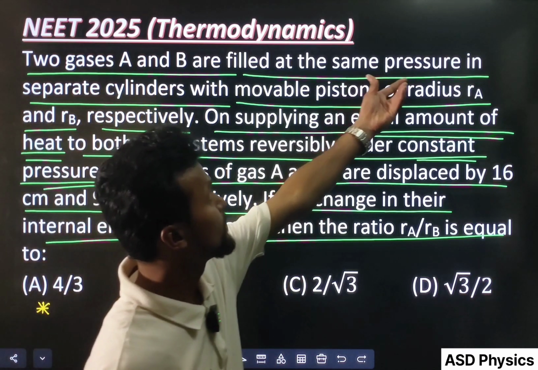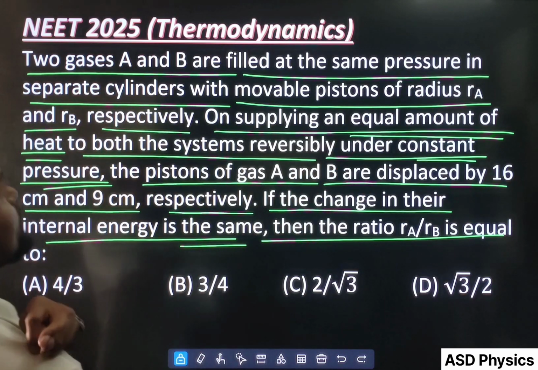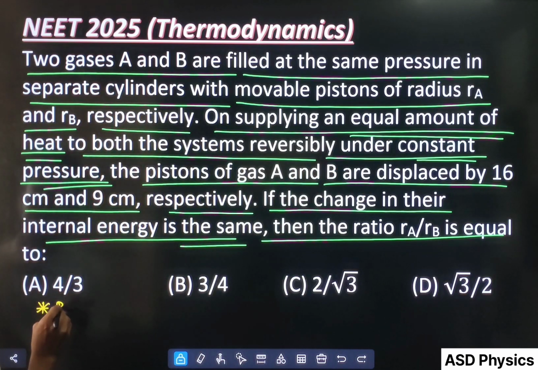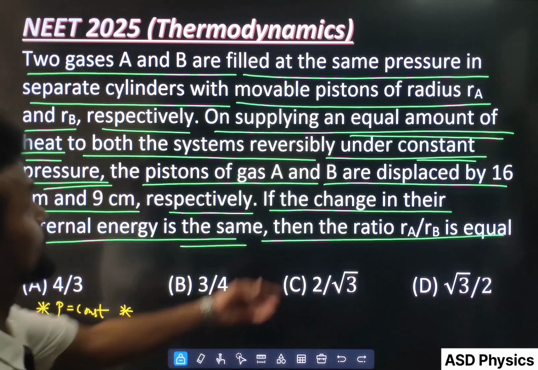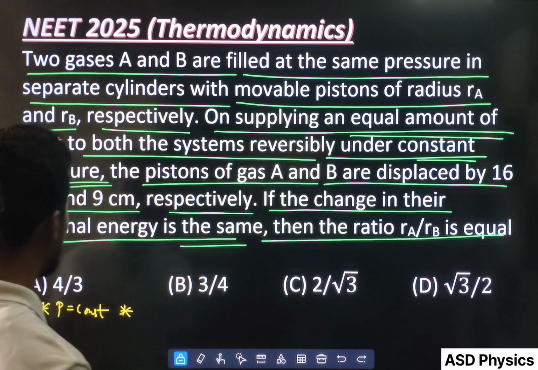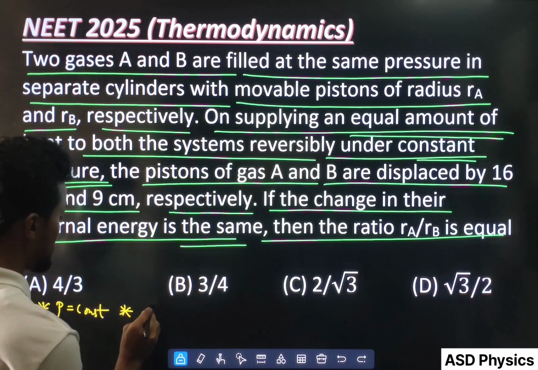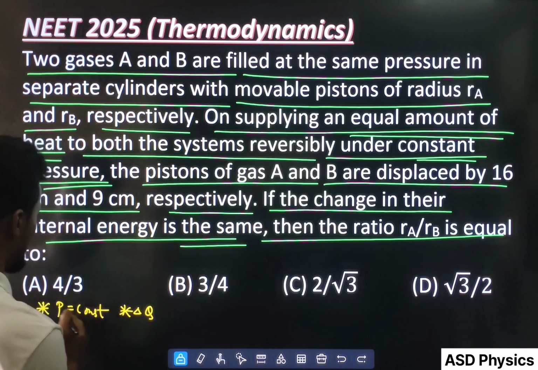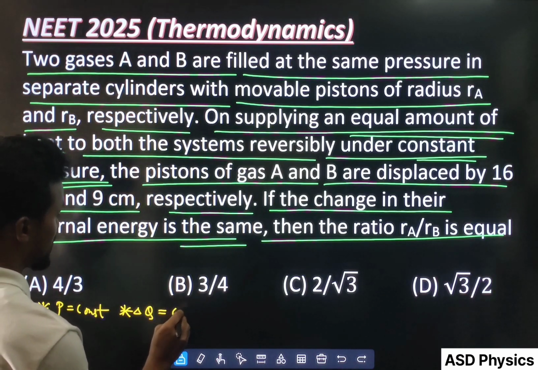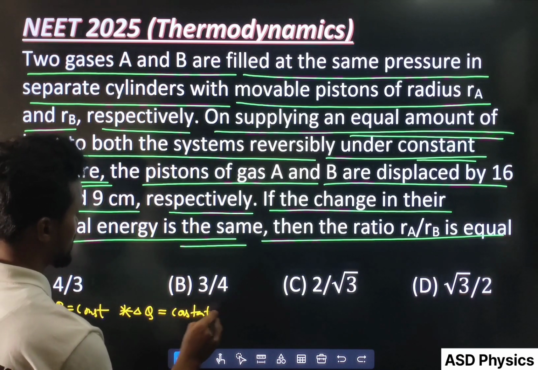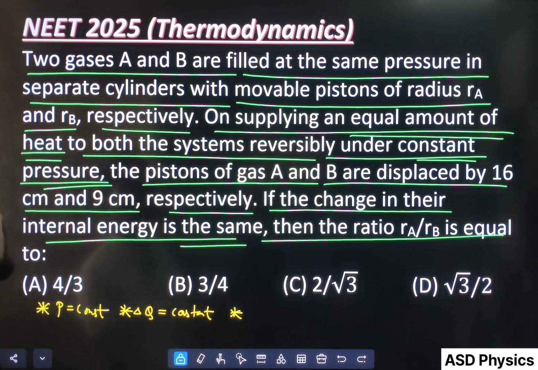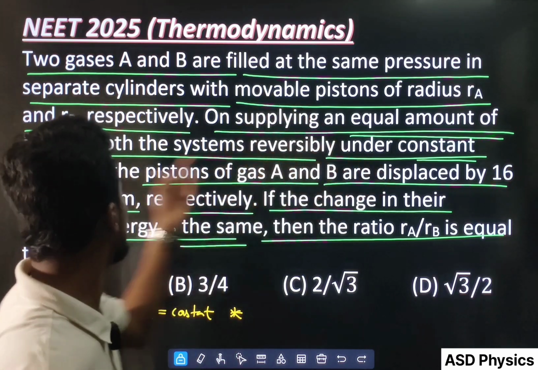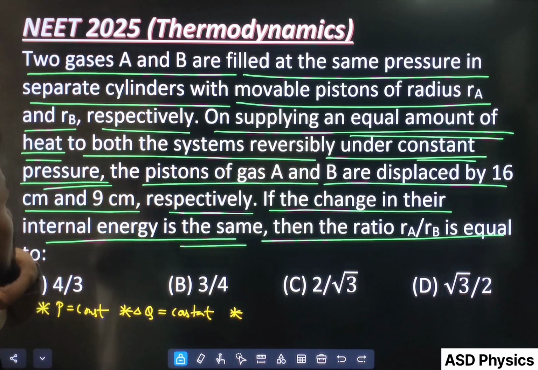First thing you can see, the gases are filled at the same pressure. So remember, students, the pressure is constant. Next, you can see equal amount of heat. That means what is given here? You can write delta Q is also constant. Heat is also constant. After that, same pressure and constant pressure. No problem there. Okay.